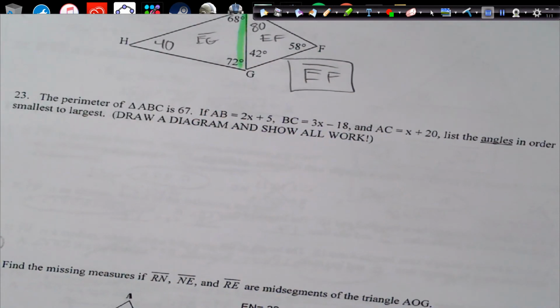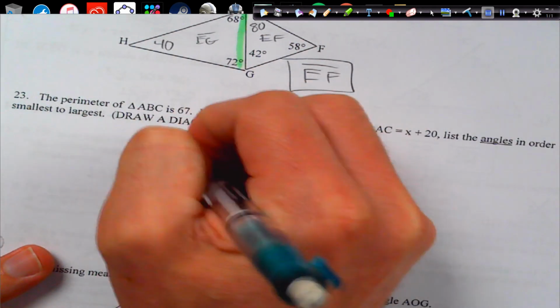23. ABC, BC, and AC, list the angles in order from smallest to largest. So this time we're given the perimeter and all the sides. So we can actually go ahead and add these all together.